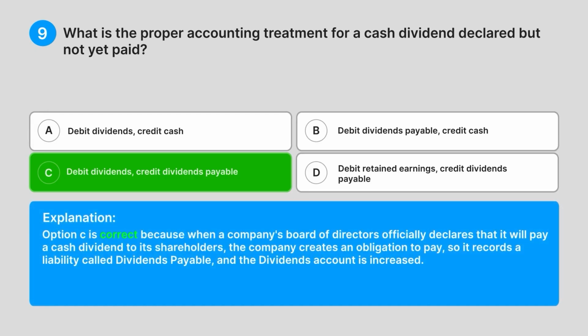Explanation. Option C is correct because when a company's board of directors officially declares that it will pay a cash dividend to its shareholders, the company creates an obligation to pay, so it records a liability called dividends payable, and the dividends account is increased.